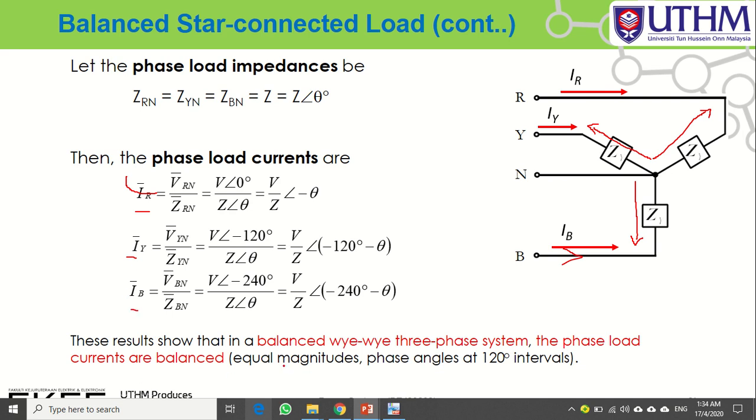What is the meaning of balanced? Basically, balanced means equal in magnitude. You can see the magnitude is V over Z for each one. And the phase angle difference is 120 degrees. So in a balanced system, the current obtained is a balanced current. Balanced current means equal in magnitude, with phase angles at 120 degree intervals. That's the conclusion we can make from this analysis.